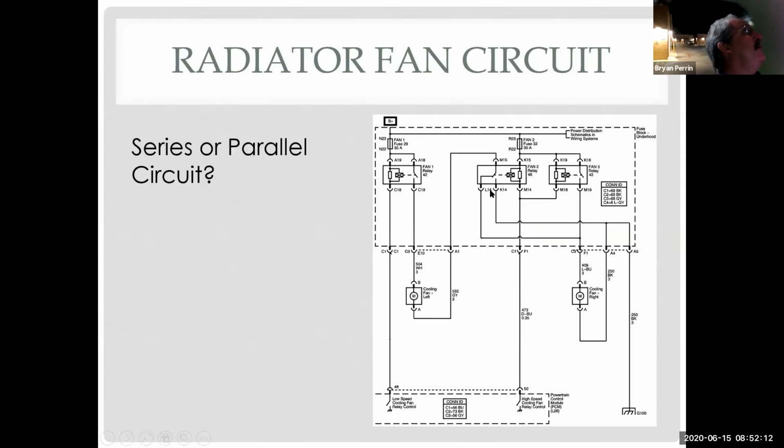This one has 3 relays in it and 2 fan motors. And this is actually a series circuit and a parallel circuit depending on what we're doing with the relays. When I run it in series, each of my fans gets basically half the voltage. And when I run it in parallel, they each get full voltage. So on low speed fan, they're both on. On high speed fan, I can turn one or the other or both on.